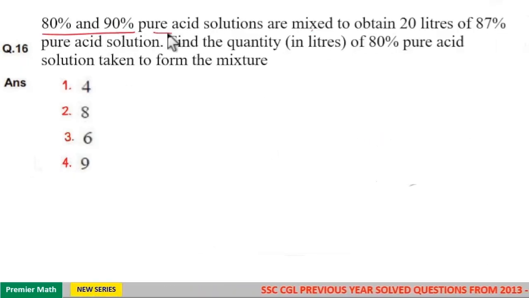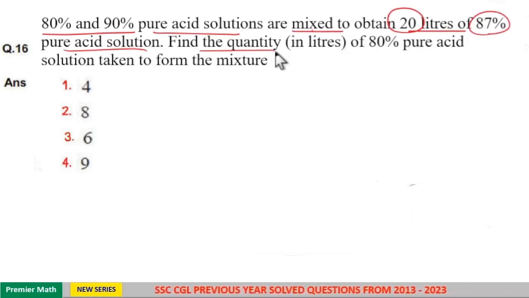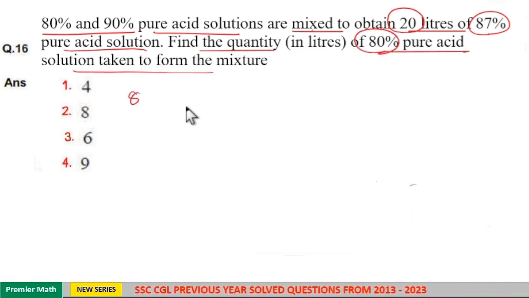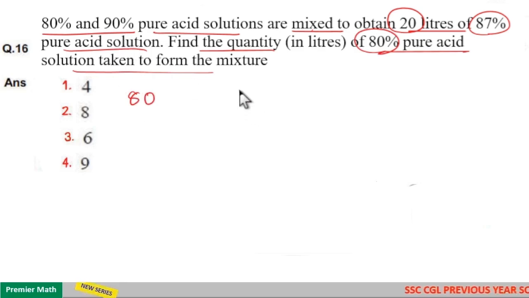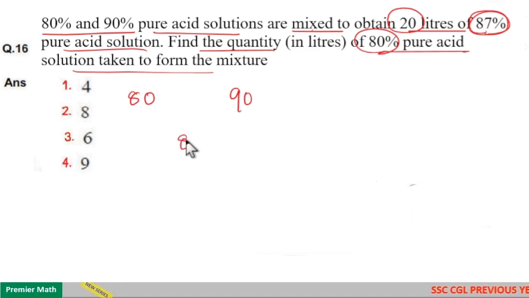80% and 90% pure acid solutions are mixed to obtain 20 liters of 87% pure acid solution. Find the quantity of 80% pure acid solution taken to form the mixture. Here 80% solution and 90% pure acid solution combine together to form 87% pure acid. That is, the average of these two is 87%.